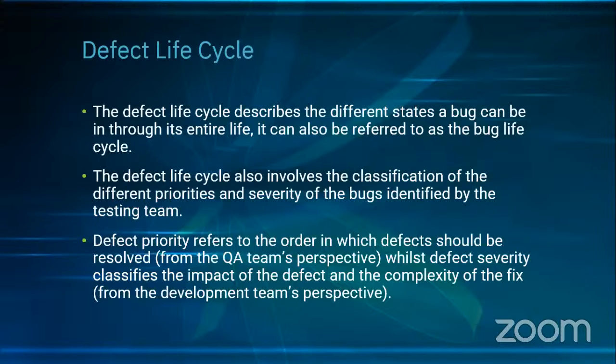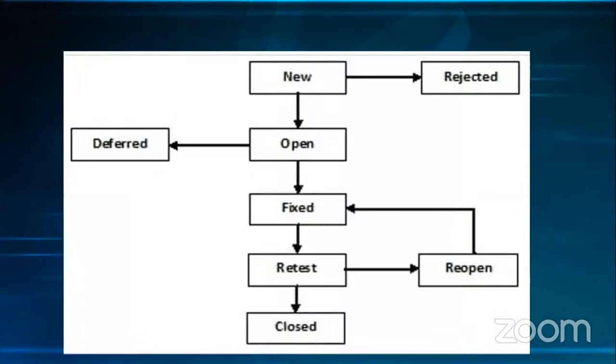Priority is just the order in which you want the defects to be resolved, to be fixed. Resolved is fixed. While severity is the impact of the defect: exactly how is it impacting the application? How is this thing affecting that application? That's the severity.